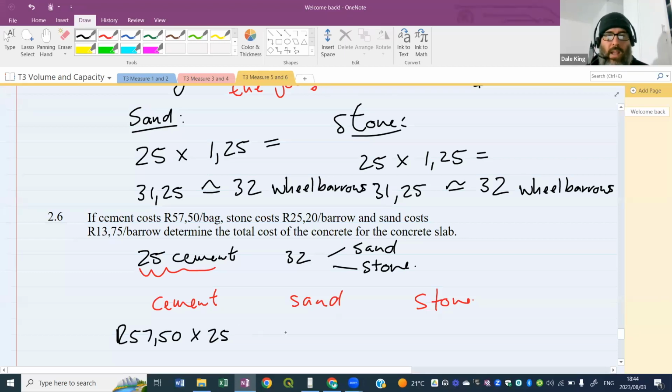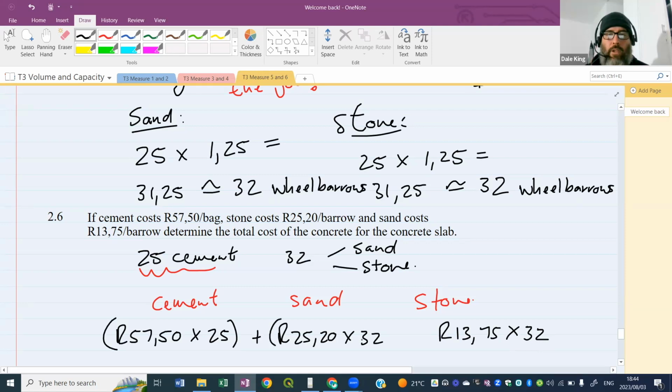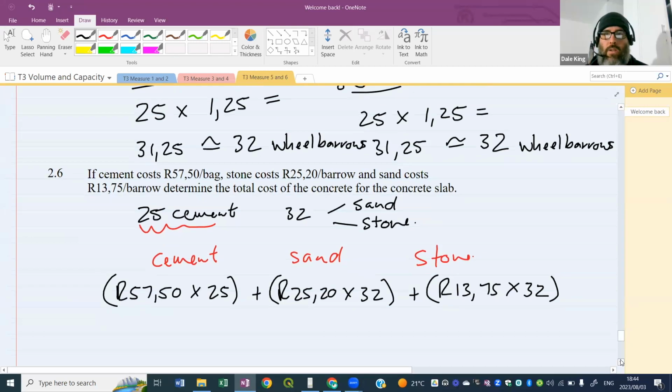For sand, it's 25.20 per wheelbarrow, and I have 32 wheelbarrows. For stone, it's 13.75 per wheelbarrow, and I have 32 wheelbarrows. I need to add these all up. You know me, I like brackets. Forgive me. We need to add those all up.